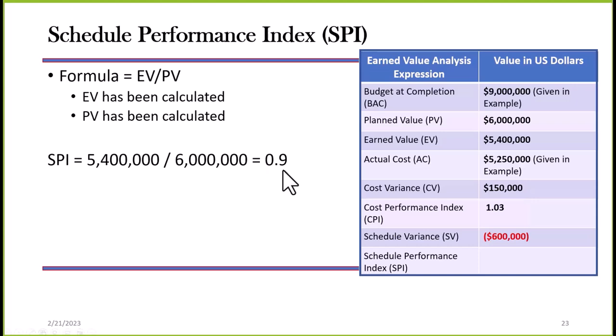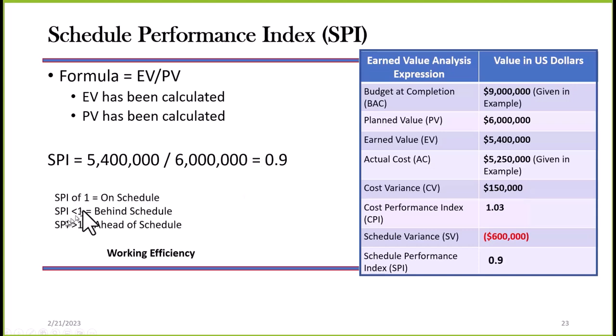We have a problem. And this validates the fact that our SV was a negative number. We are behind schedule big time. If we were at 1, we'd be on schedule. Less than 1, we're behind schedule. And greater than 1, we're ahead of schedule.